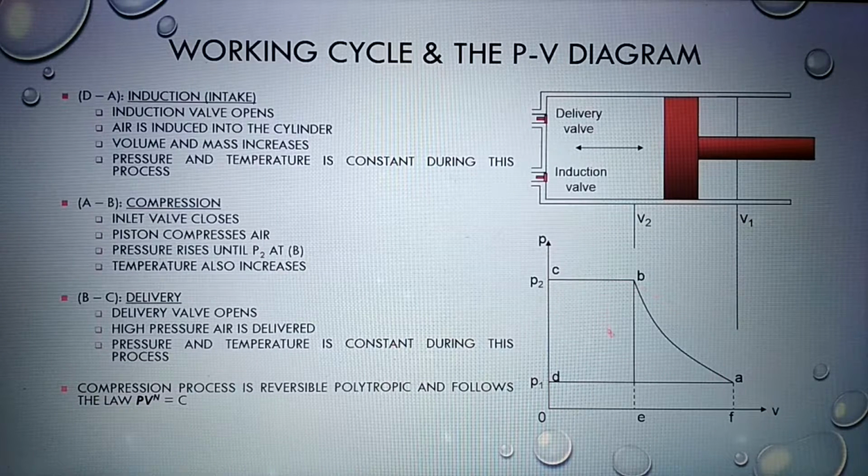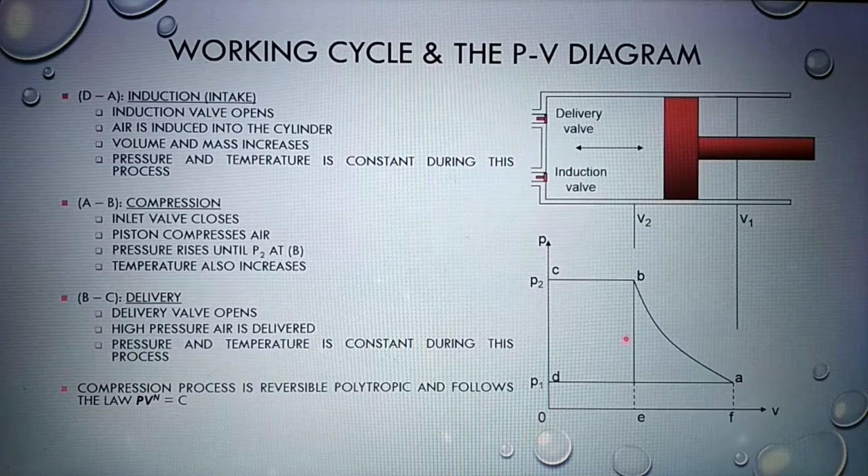As you can see here, the curved line can be represented with the polytropic process, or for the compressor we use the reversible polytropic. That is all for the working cycle and the PV diagram.